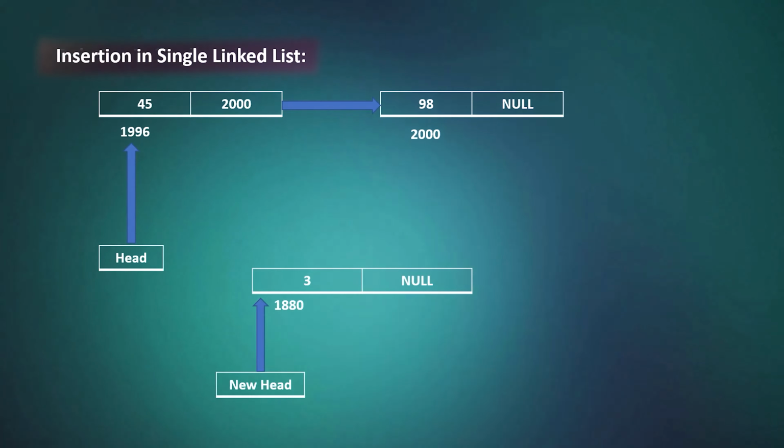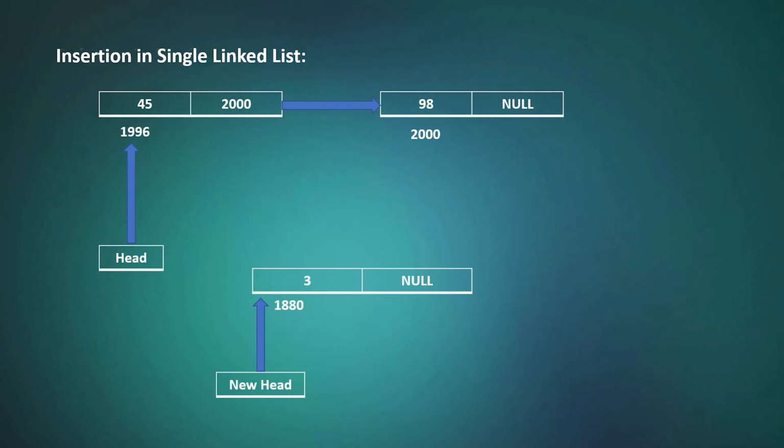I am going to explain how new value is inserted in the single linked list. Let us see this example once. Here, the node that is holding the value of 45 is the head node, and the node connected to the head node is the next node of the single linked list. Address of the second node, 2000, is stored in the head node.